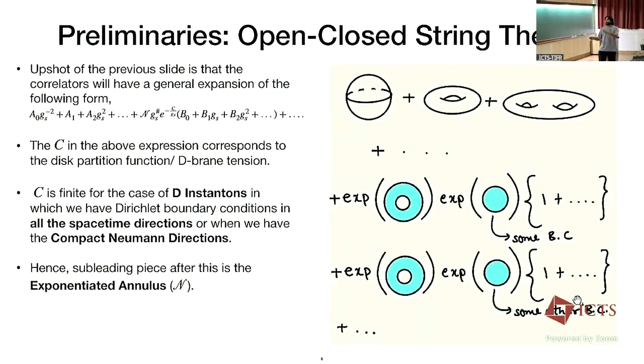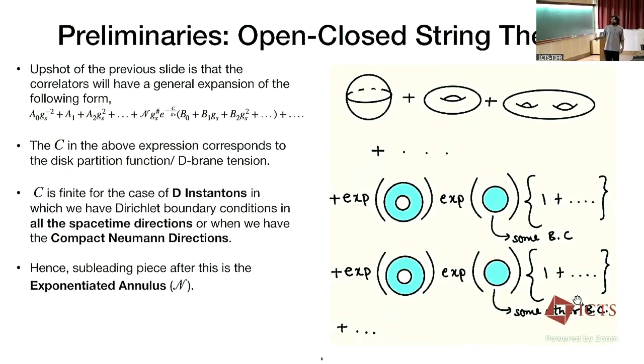Now comes the important point. This series can only contribute if your C is finite. And this C is finite only for the case of D-instantons. What do I mean by that? In all directions of space-time, you have Dirichlet boundary condition, or when we have compact Neumann directions. If I have a non-compact Neumann direction, this C will be infinite, and hence that series won't contribute. So the only possibility of having such corrections is through D-instantons, or when you have compact Neumann directions.